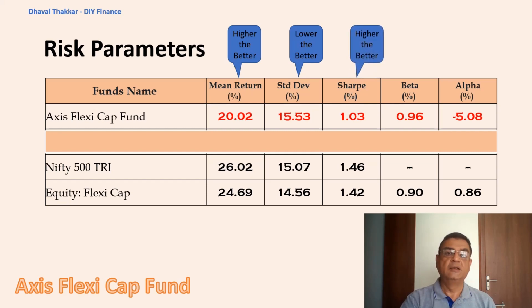Fourth one, beta. That is the volatility of the scheme compared to the benchmark, which is 0.96, which is more than the category average. Here, the lower the value, the better. Fifth one, alpha. That is the tool that measures how much better the fund has performed compared to its category. Here, it is minus 5.08, which is very low as compared to the category average. Here, the higher the value, the better, and it should be a positive number.